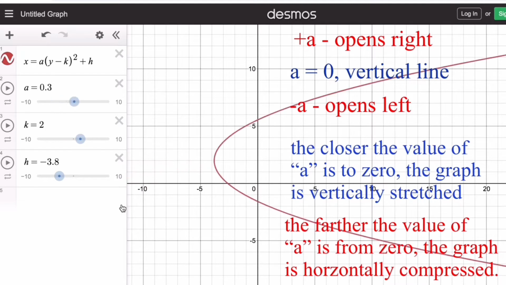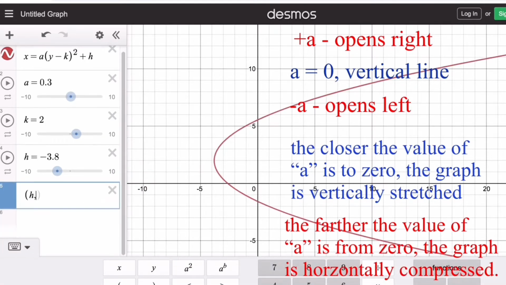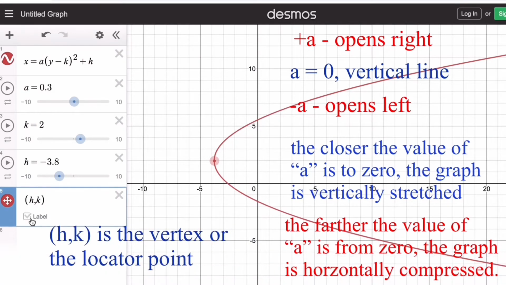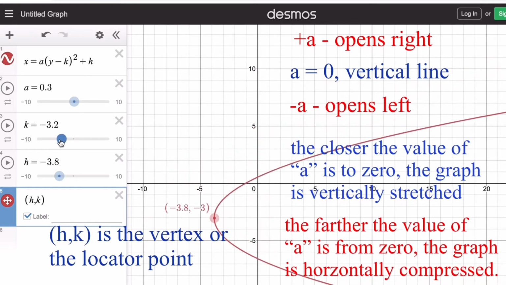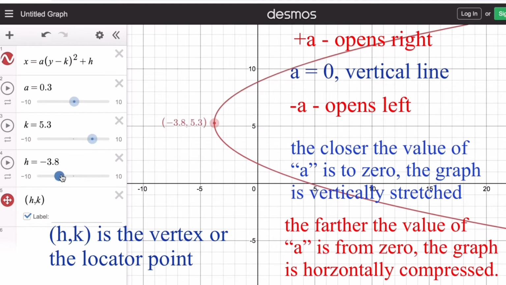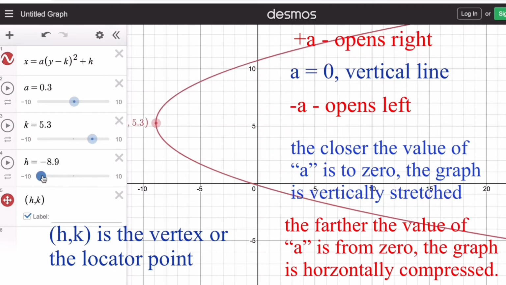We also remember that the coordinate (h, k) is the vertex of the graph, or we sometimes call this the locator point. So this one right here is our locator point. We remember that k is the parameter that translates the graph up or down, while h is the parameter that translates the graph left or right.